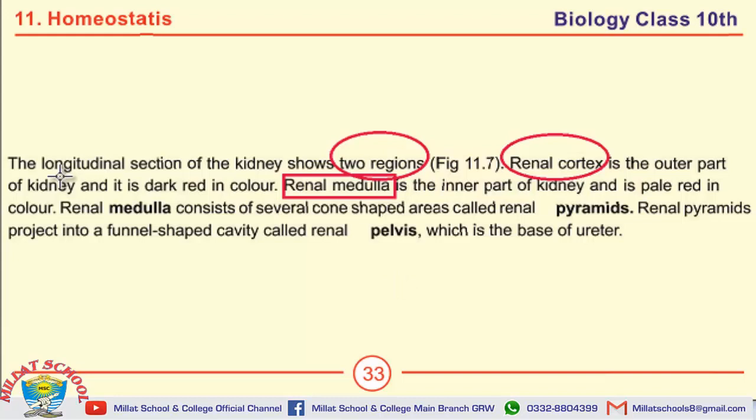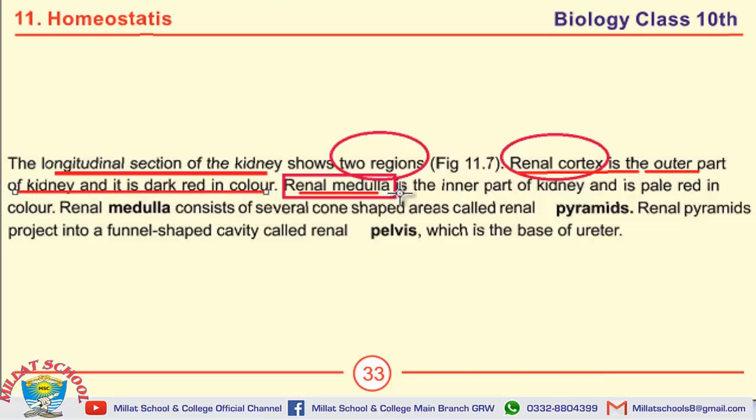The short questions on this page include the first one: what are the two regions of longitudinal section of kidney? Answer: the longitudinal section of kidney shows two regions. Number one is renal cortex and number two is renal medulla. The next short question is: define renal cortex. Renal cortex is the outer part of kidney and it is dark red in color.